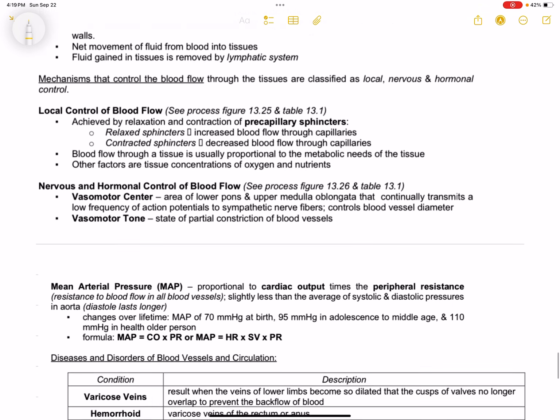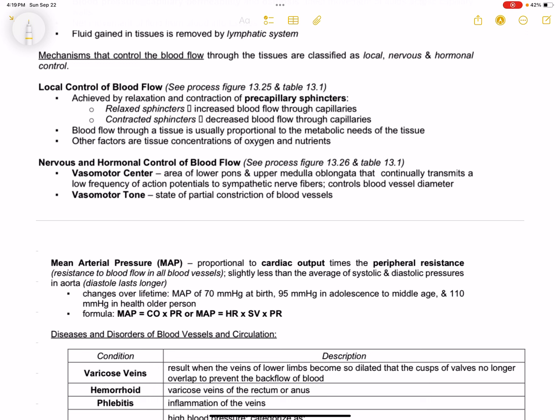Okay? So, nervous and hormonal control of blood flow. We have the vasomotor center and vasomotor tone. Our vasomotor center is an area of the lower pons and upper medulla oblongata that continually transmits a low frequency of action potentials. Sympathetic nerve fibers control blood vessel diameter. And vasomotor tone is the state of partial constriction of blood vessels.